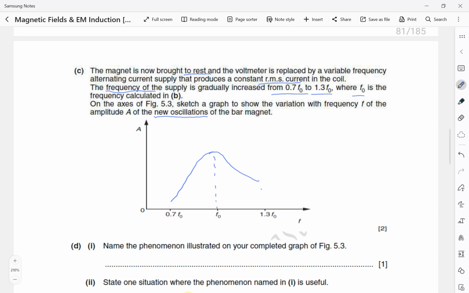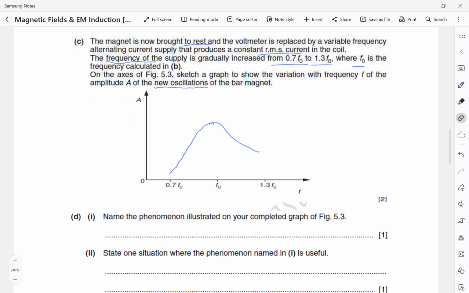I don't want to go beyond this, and I also don't want to go beyond that. The peak should be at f0. That's where we have maximum amplitude. So the graph looks like that. I'll just rub off these ones here. Okay, that is the resonant curve.